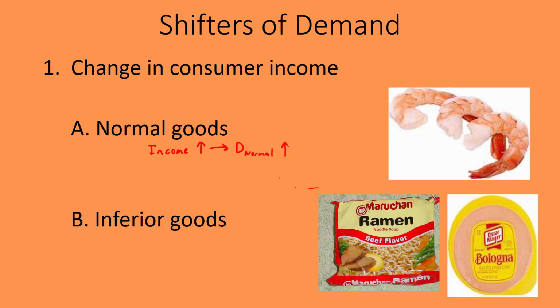So the other type of good that we're going to talk about are inferior goods. Inferior goods are goods that you don't like so much, but you only buy them because they're cheap and you're poor, right? So the way it works is that if your income goes up, so that you have more money, then your demand for these inferior goods, which I'll abbreviate as D subscript inferior, goes down because you're not going to buy these goods anymore once you have money. You're going to buy your normal goods instead.